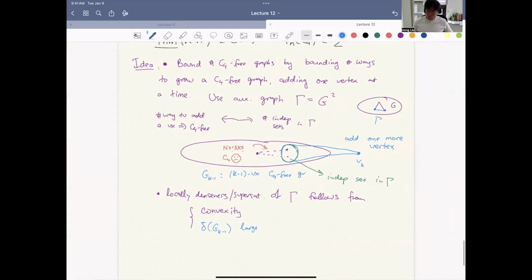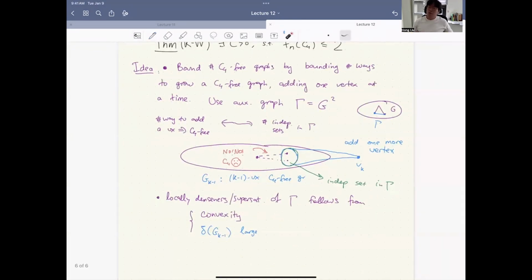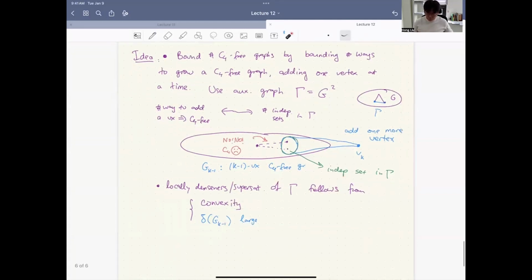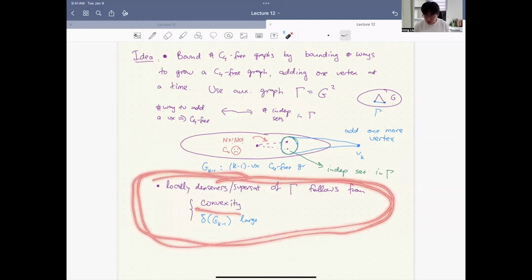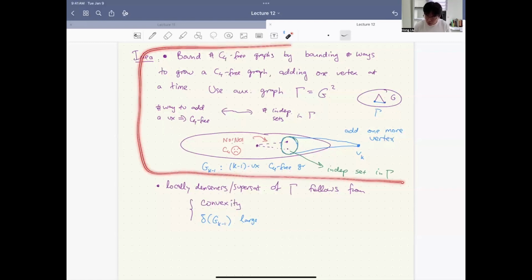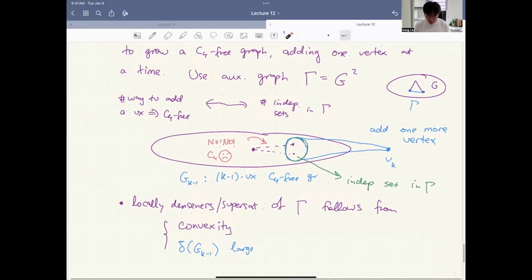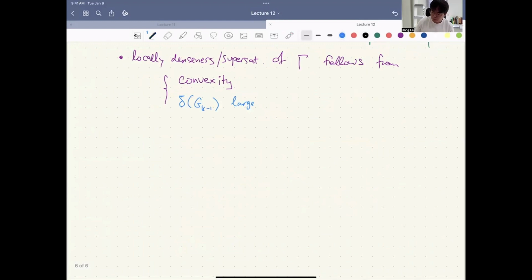Good. So how do we make this rigorous? Let's start with the rigorous proof. Let's first make this algorithm formal. Any questions? This second part is technicality, some calculation that I will show you, using convexity. The key thing is to understand the first part, the algorithm, how we bound C4-free graphs. So let me write down the details.